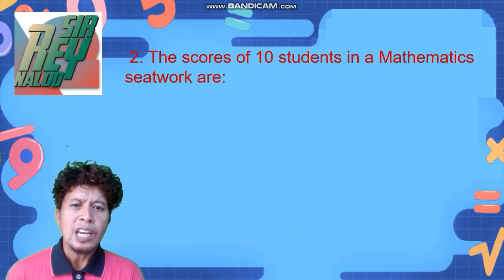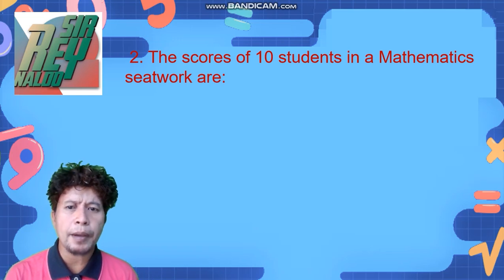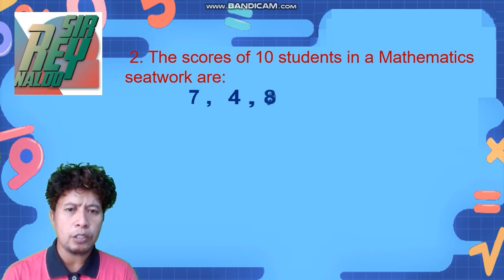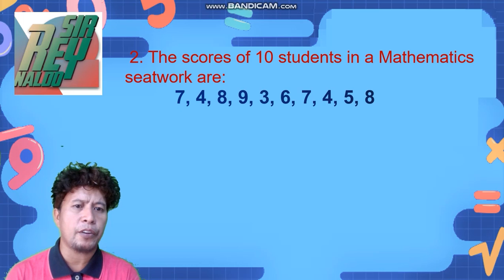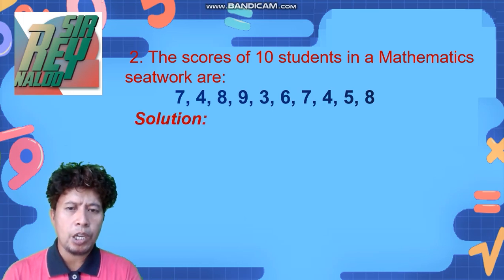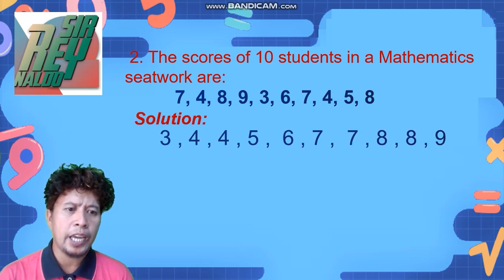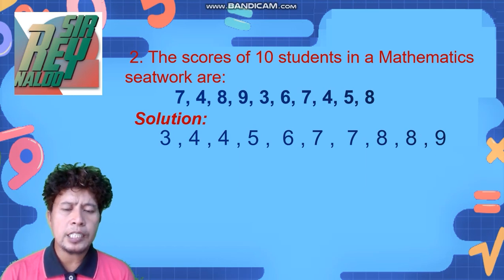Okay, let's continue. The scores of 10 students in a mathematics seatwork are the following. So we have 7, 4, 8, 9, 3, 6, 7, 4, 5, 8. Okay, let's have the solution. Again, we are going to arrange them in ascending order.